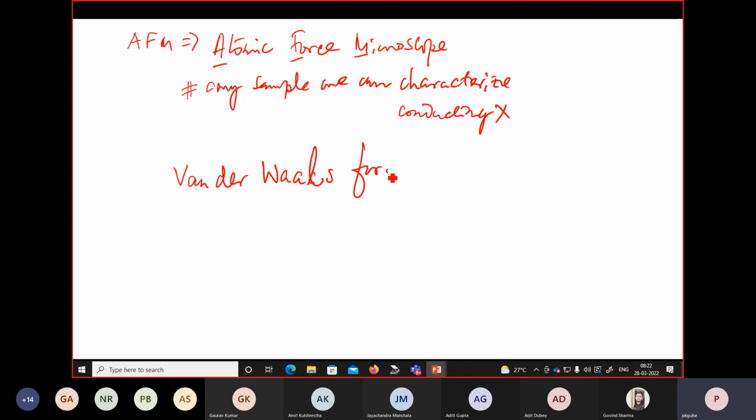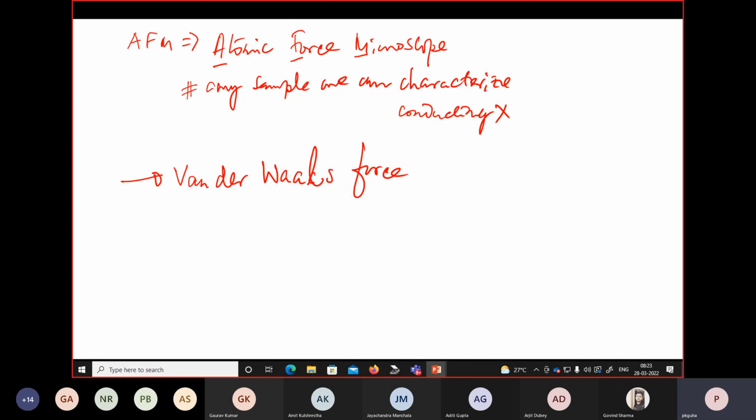Van der Waals force. This force is detected by the tip of the cantilever, and it exists between the tip of the cantilever and the surface atom. So what is this van der Waals force? Let me just briefly mention. You can get a lot of stuff about van der Waals force on the web. It is basically an interatomic force.